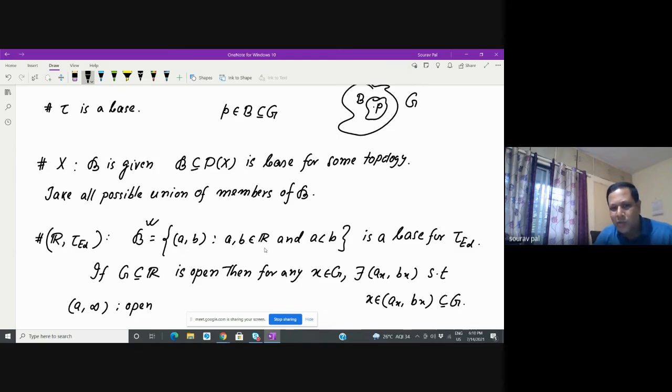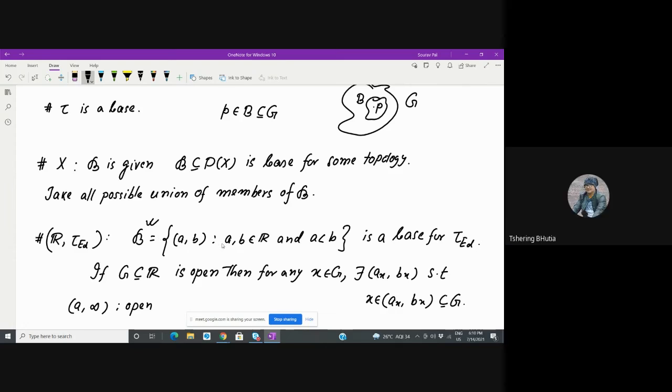Can you make it smaller? So once again, the real charm is if you cut down some more sets and find a thinner set, which will be a base, right? So can you find a thinner base for the Euclidean topology on R? Something smaller than this collection? Belongs to rational numbers? Yes, exactly. So that is a smaller collection.